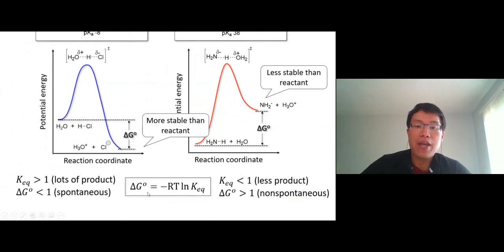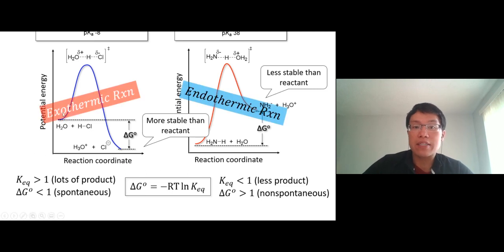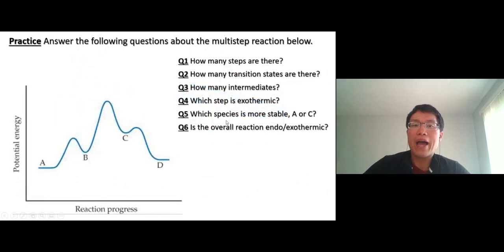All right, and we have this formula to show that delta G equals negative RT log of K equilibrium. This is how you calculate the net energy change, that gives free energy. Okay, so on the left side, when the energy level of the product is lower than the reactant, or more stable, we call it an exothermic reaction. On the right side, when the energy of the product is higher, we call it an endothermic reaction. Now you have learned this before. Okay. All right. Let's try this real quick.